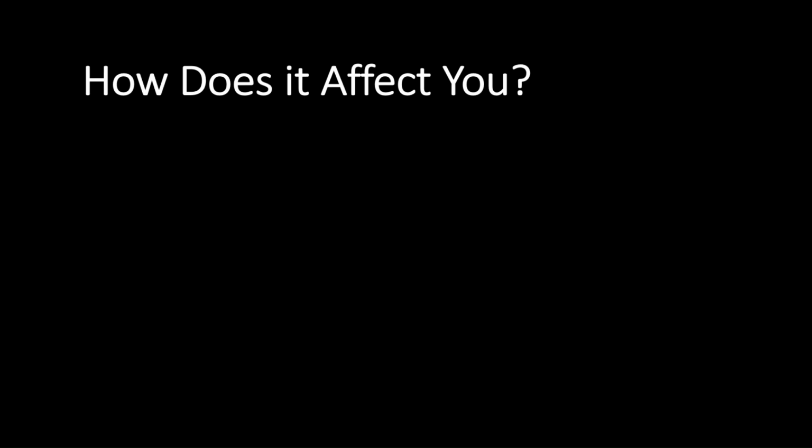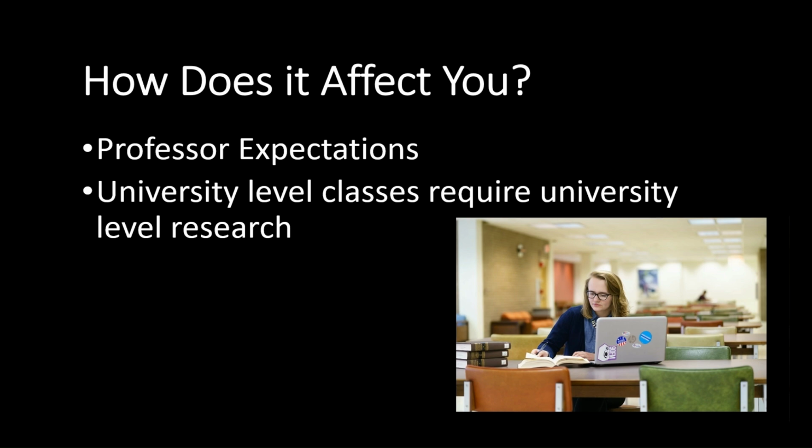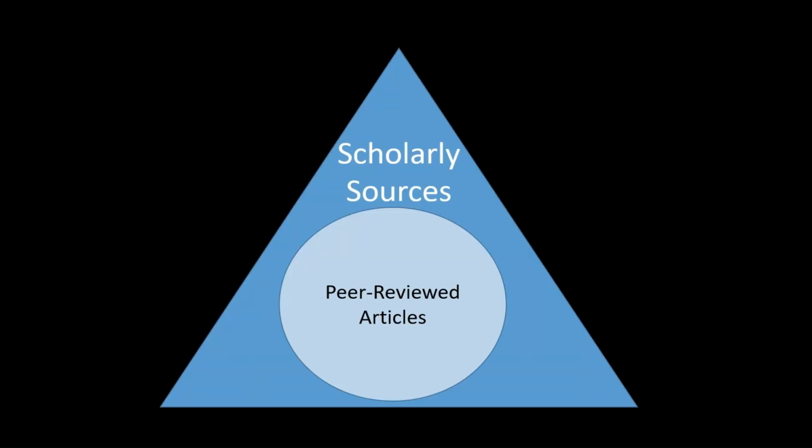So how does this affect you? Your professors will generally expect you to be searching peer-reviewed and/or scholarly sources. University-level classes require university-level research. Many people use scholarly works or sources interchangeably with peer-reviewed. Scholarly works include peer-reviewed articles, but also include other works, such as books, that are still academic but don't have the same peer review process. Many large universities have presses that publish scholarly books, such as Oxford University Press and Harvard University Press. You can usually find these at your university or college library.